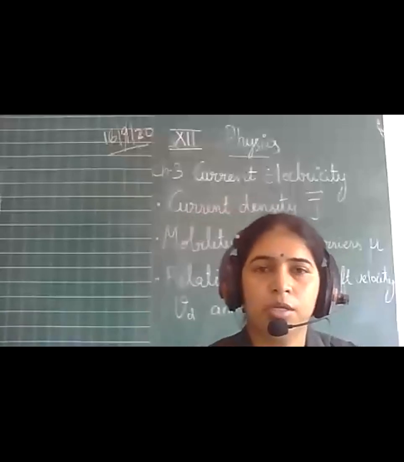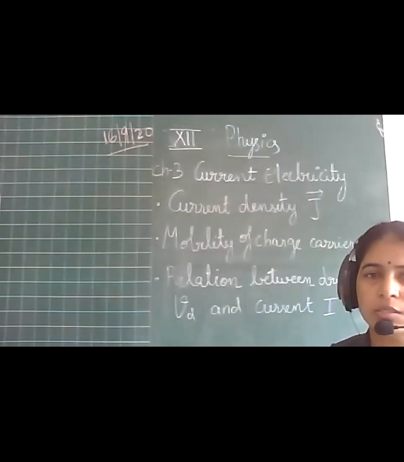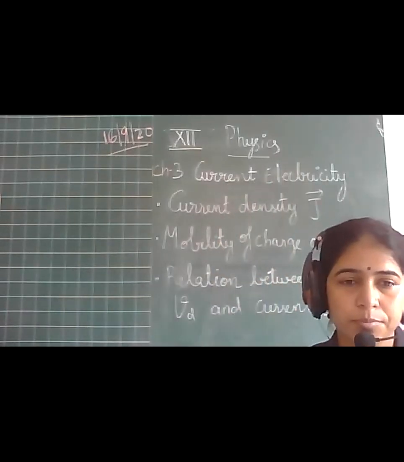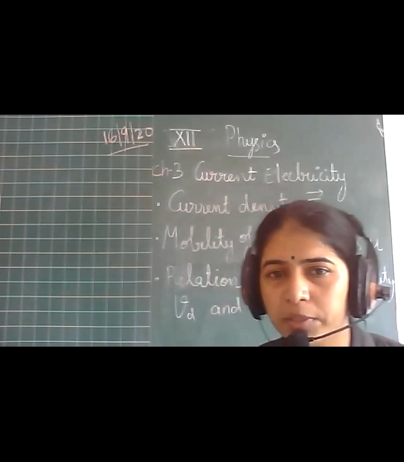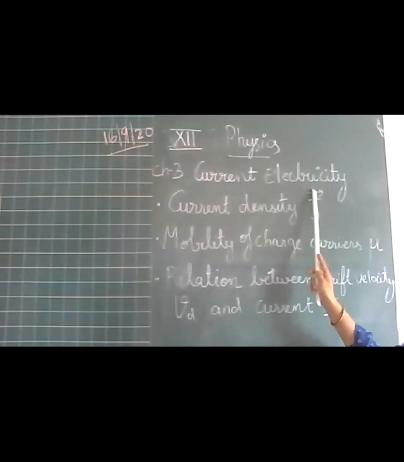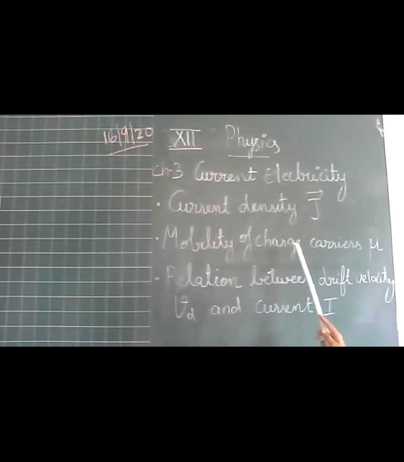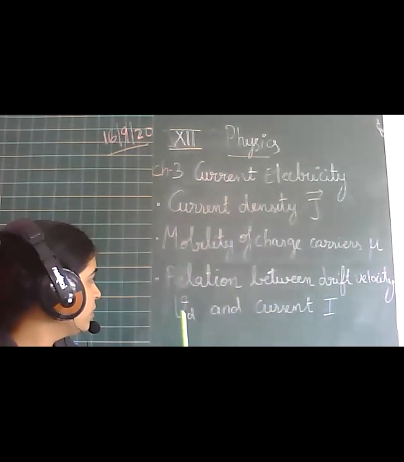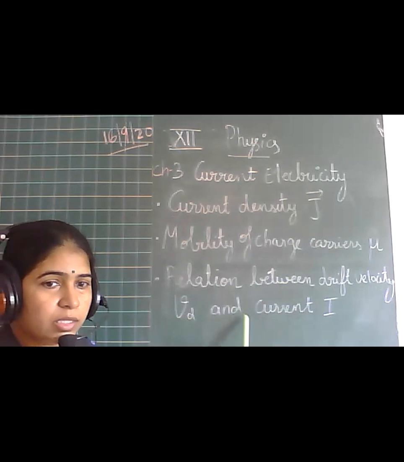Good morning, children. This is 12th Physics, Chapter 3, Current Electricity. In this video, we will cover the topic current density J, which is a vector quantity, mobility of charge carriers mu, and finally we will derive the relation between the drift velocity vd and the current I.